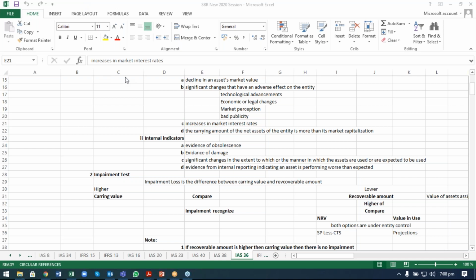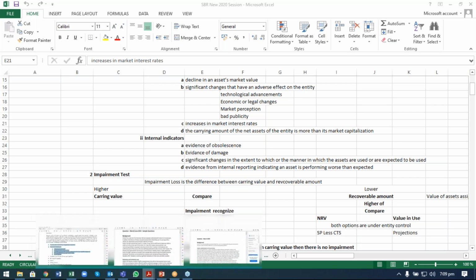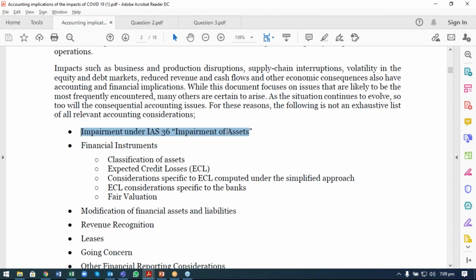So that could be one idea where you can look into the impairment impact of any item. That's something the examiner is going to ask you. So this is the first thing we have looked into: the impairment test on any non-financial asset, or any asset to which IAS 36 should be applied.